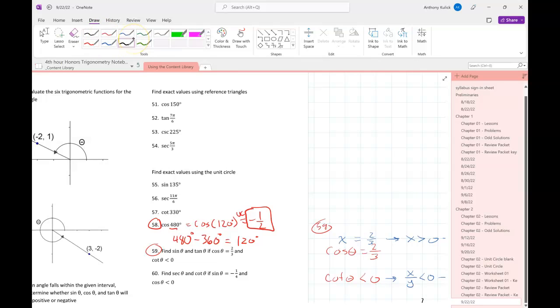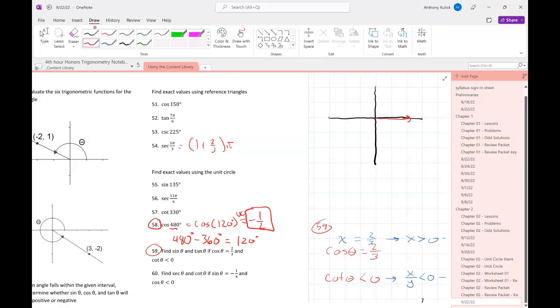So the reference triangle piece is just what we did to draw the unit circle. So I'm just going to start by drawing my standard position angle. So 5/3 is just like 1 2/3. Agree with that?